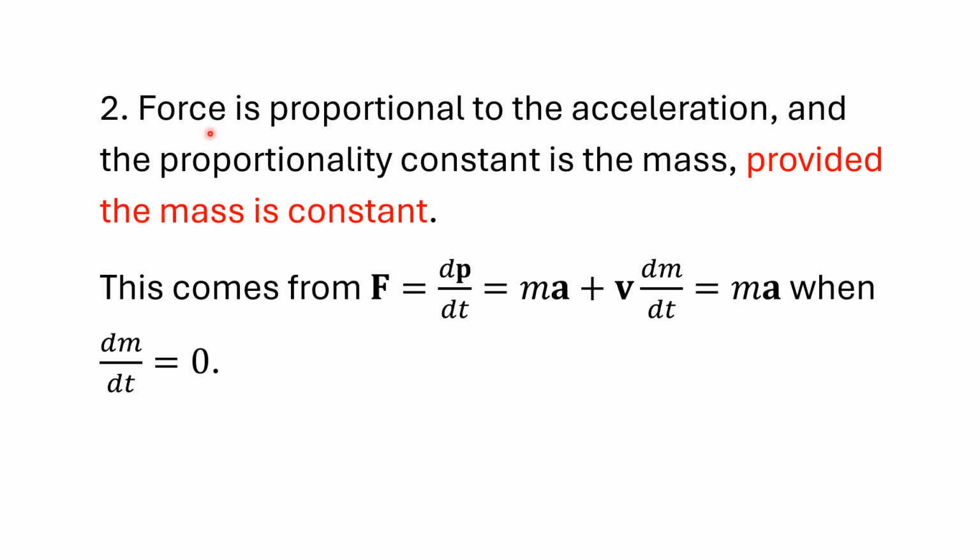Force is proportional to the acceleration, and the proportionality constant is the mass, provided the mass is constant. Or in other words, F equals ma. This comes from force is the first time derivative of momentum, which is ma plus v dm/dt, which is ma when dm/dt equals 0.